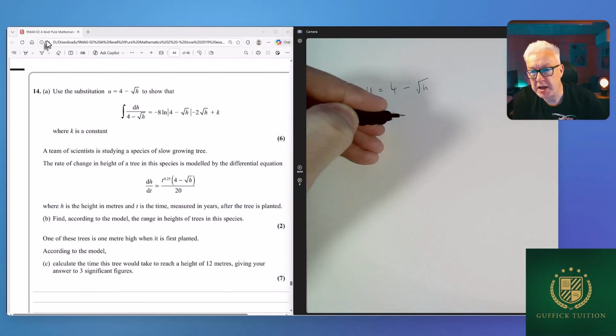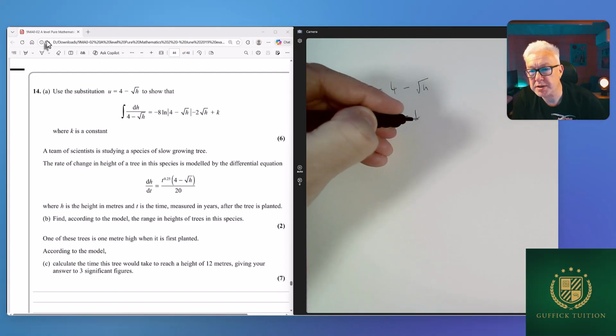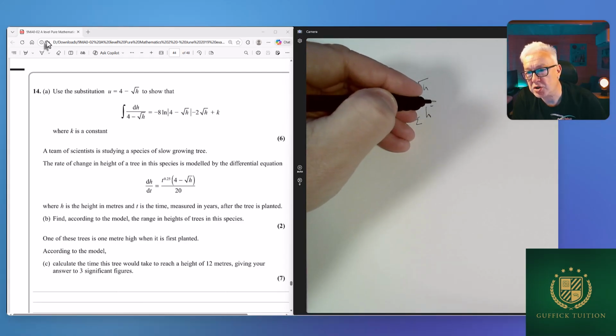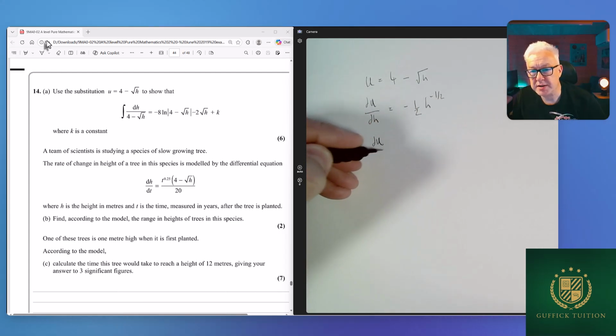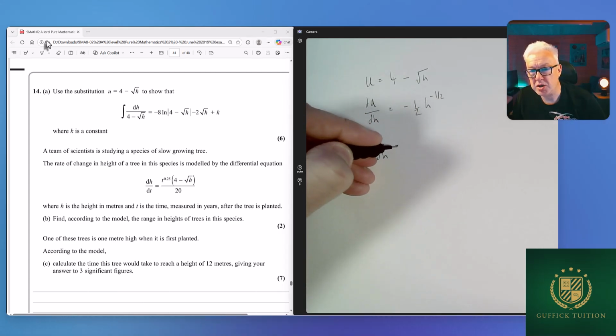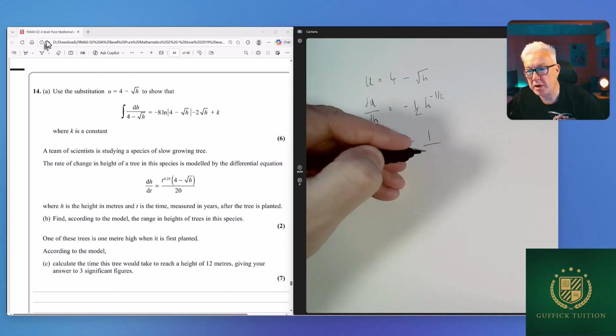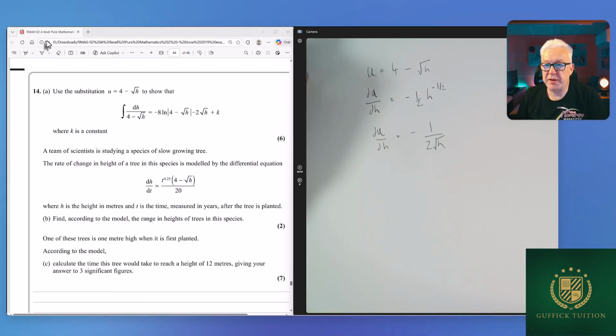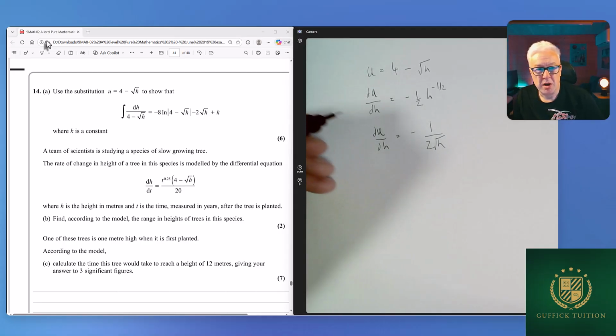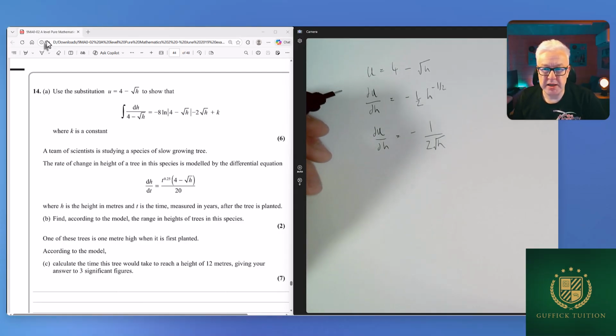So du by dh is going to equal minus a half times h to the power of minus a half. So we can think of that as du over dh is minus 1 over 2 times the square root of h. All I've done there is just differentiate it. Now we're going to separate the variables. We're looking to replace the dh.